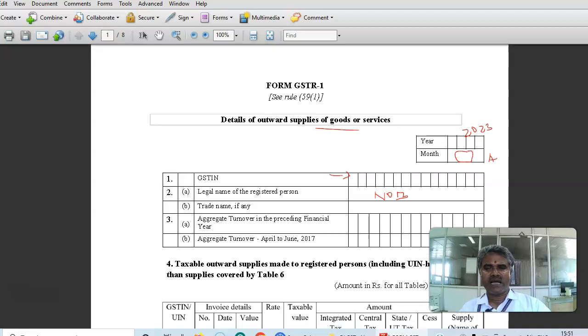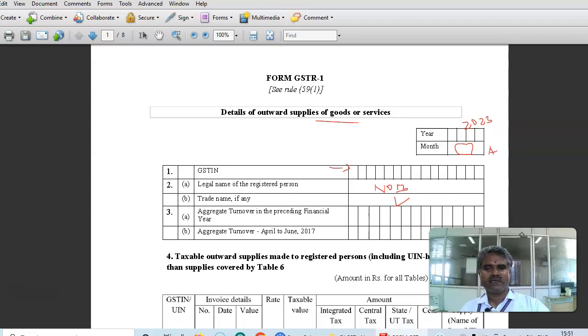Here you have to write the aggregate turnover in the preceding financial year. What is your last year's total turnover? Here you have to write the total turnover, maybe 55 lakhs or crore, whatever it may be. Then the aggregate turnover for April to June, the first 3 months. What is your aggregate turnover? Here they have mentioned 2017, but you take 2022.